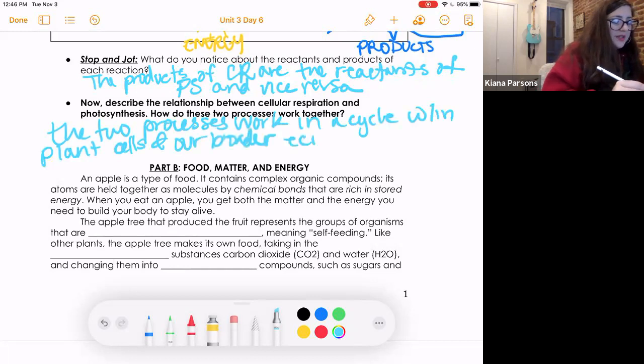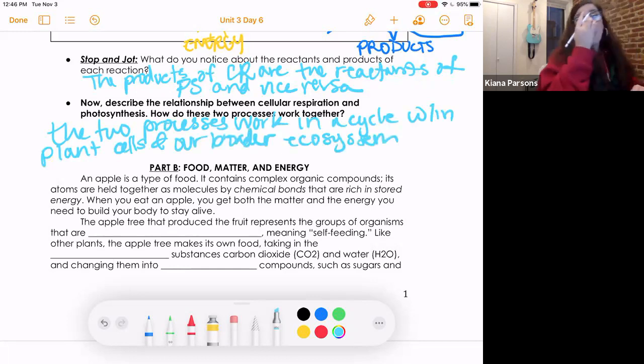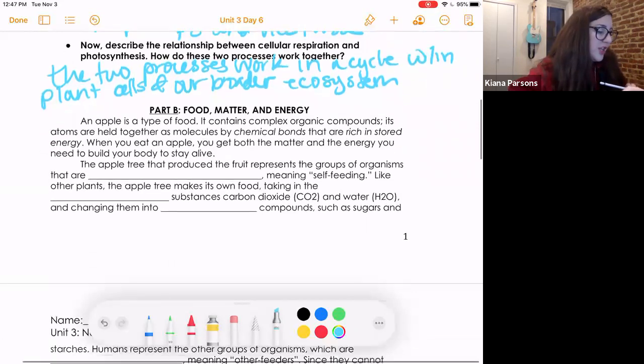And this keeps oxygen levels relatively constant, and in theory, it would also keep carbon dioxide levels relatively constant. However, humans have this nasty habit of setting fossil fuels on fire and releasing all of this carbon dioxide by the process of industrialization and also driving our cars around. So we really only balance oxygen in the atmosphere via this process, but they work together in a cycle. They feed off of each other within a plant cell and also within our ecosystem at large, and they play a part in the carbon cycle, which we're going to talk about later when we talk about ecology.